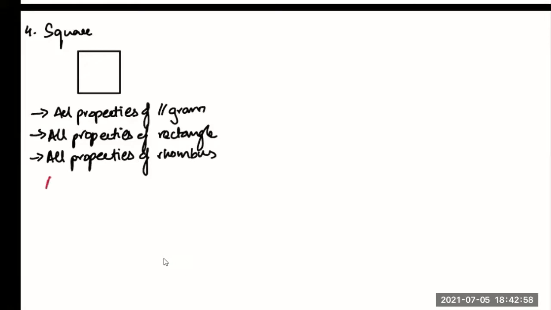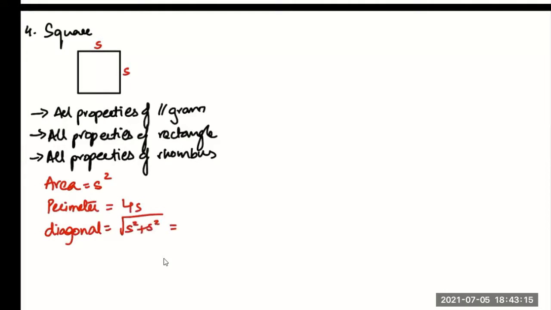Okay, what's the area? If I call this side S, then the area is S square. What's the perimeter? It's 4 times S. What's the diagonal? It's root of S square plus S square, which, if you simplify this, becomes S root 2. Okay, that's an easier way of remembering it. So all sides equal, 90 degrees and so on. Diagonals meet at 90 degrees and so on.